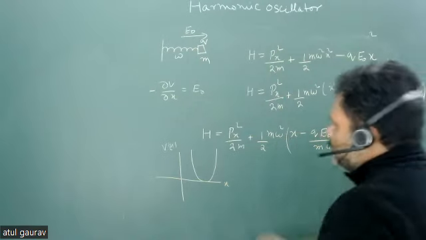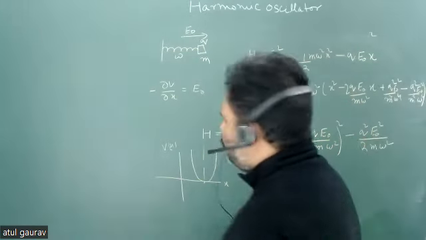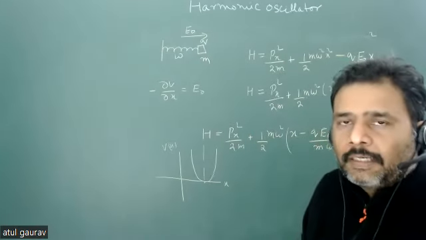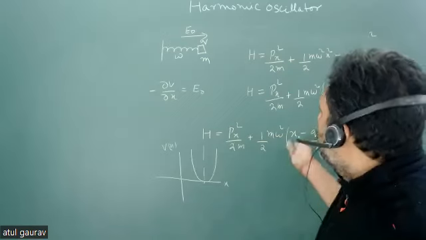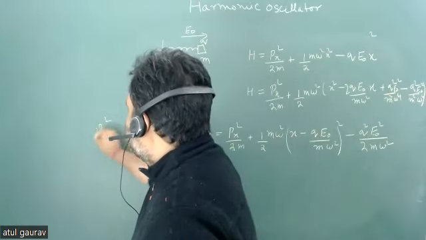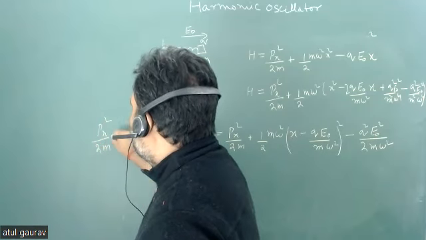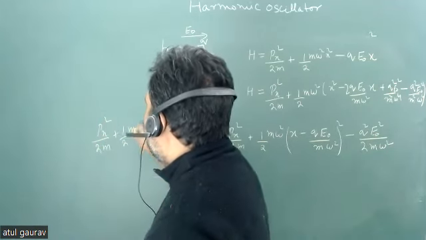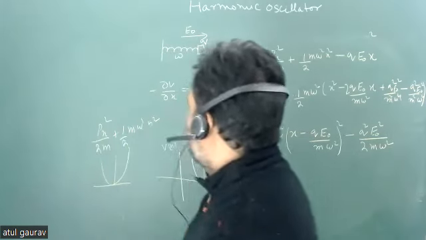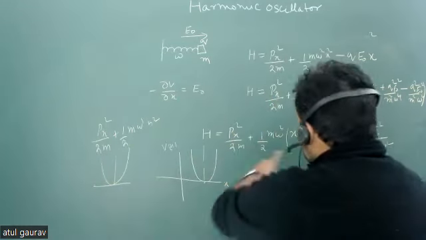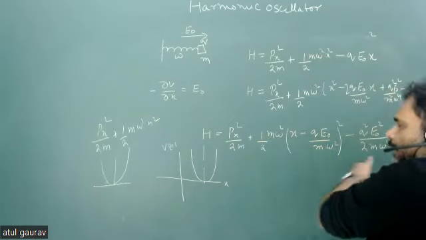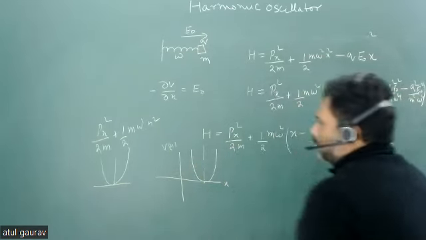What is going to change? That going to change is equilibrium point. क्या चेंज हो रहा है सिस्टम का? इक्विलिब्रियम पॉइंट. पहले जो हमारा सिस्टम था, वो हमारा सिस्टम क्या था? दैट इज px स्क्वायर अपॉन 2m प्लस हाफ m ओमेगा स्क्वायर x स्क्वायर. So our equilibrium point is something like this. If I have something like this, I am just translating my particle from 0 to here.